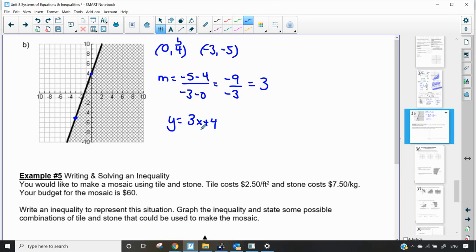Once again, we're going to choose a test point to see what our inequality is. Now, in this case, I lucked out. Origin is in the solution region. So my test point will be 0, 0.